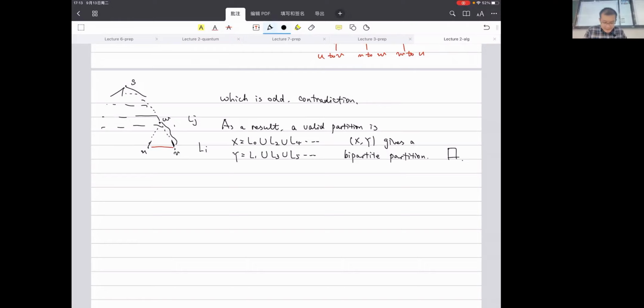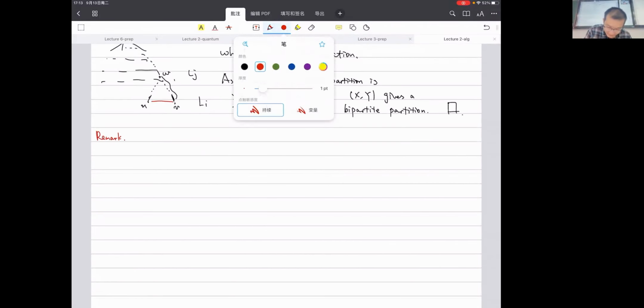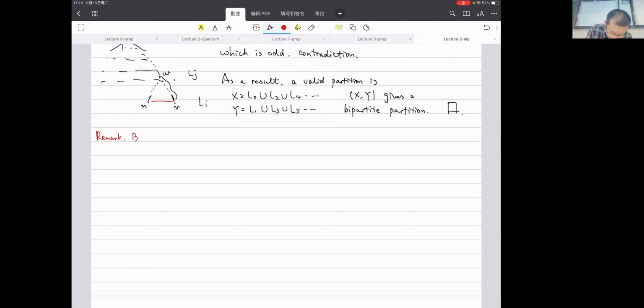Okay. So this completes the proof, both from the left-hand side to the right-hand side and from the right-hand side to the left-hand side. From this discussion, a remark we can make about the way we use BFS is that BFS gives an algorithm that determines bipartiteness in O(m plus n) time.